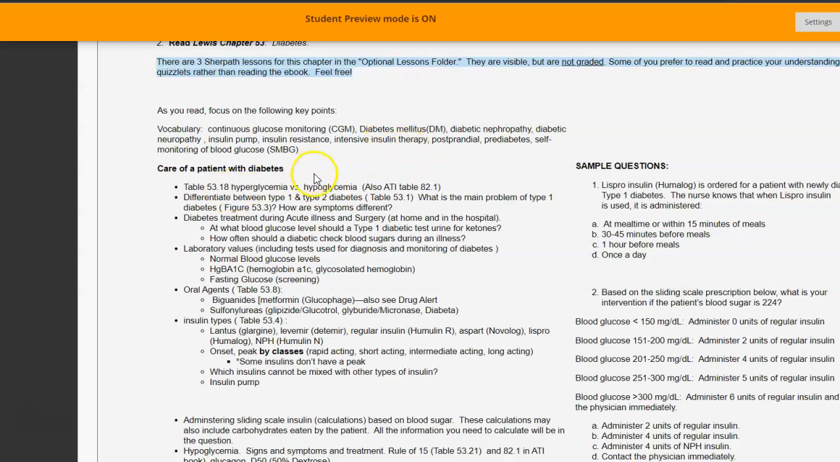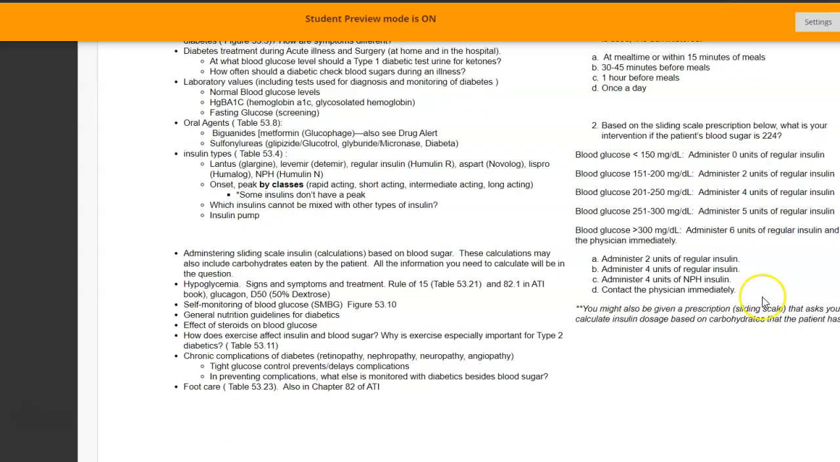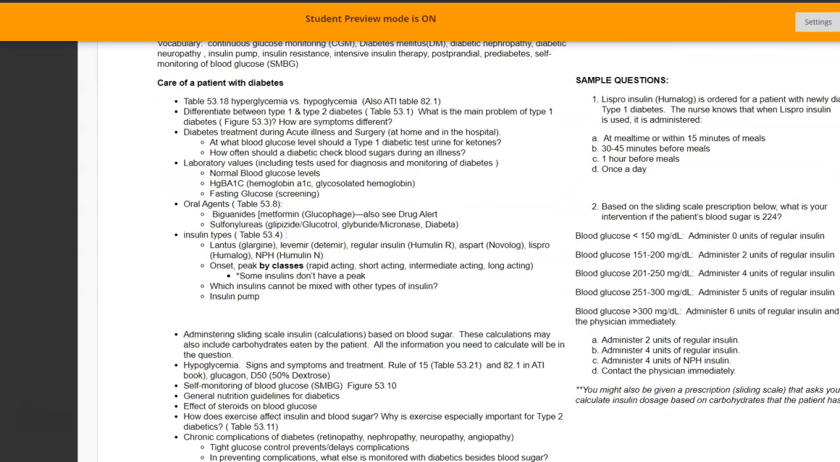And then under care of the patient with diabetes, we've got hyper versus hypoglycemia, differentiating between type 1 and type 2. What is the main problem of type 1 diabetes? Treatment during acute illness and surgery, laboratory values, oral agents, insulin types, then administering sliding scale insulin, hypoglycemia, self-monitoring of blood glucose, nutrition and exercise, and then chronic complications and foot care. And then on the right side are some sample questions of what to expect when you are tested over diabetes.